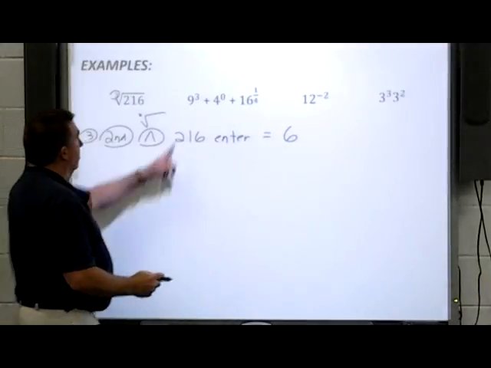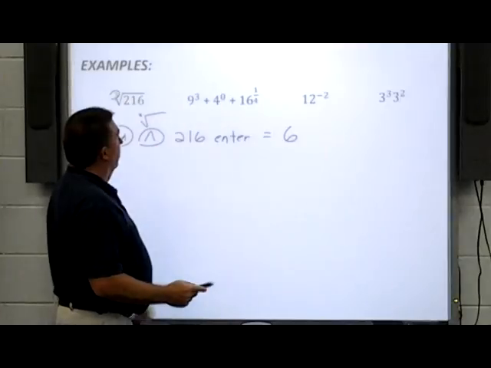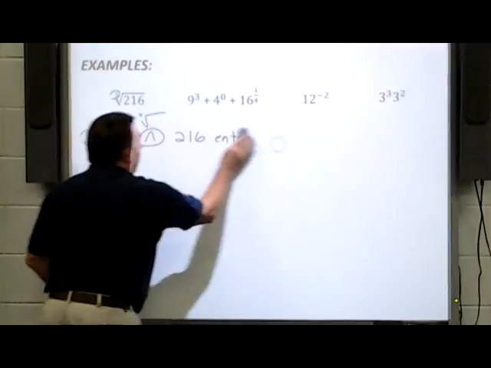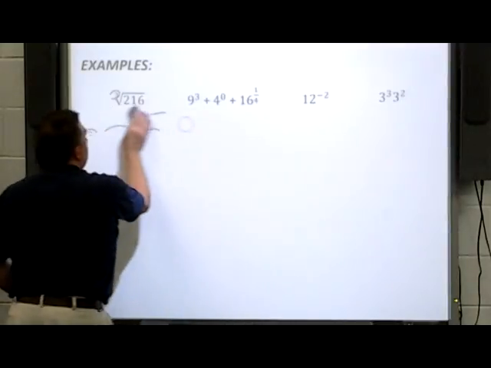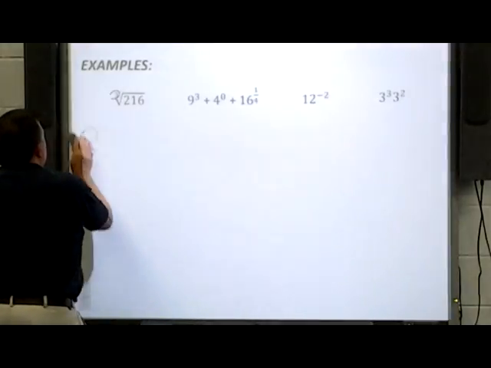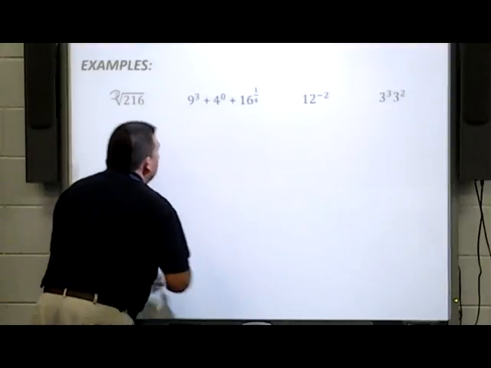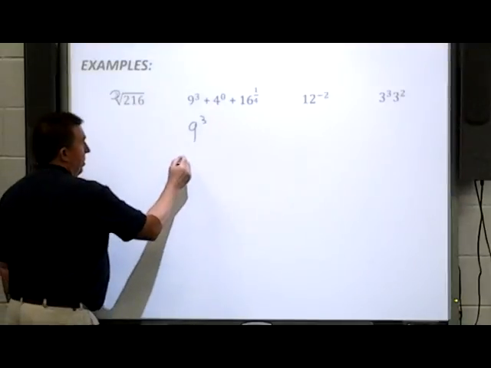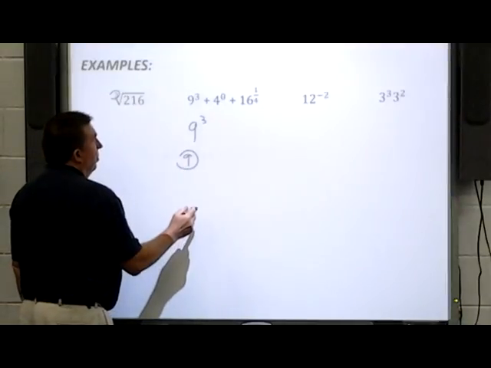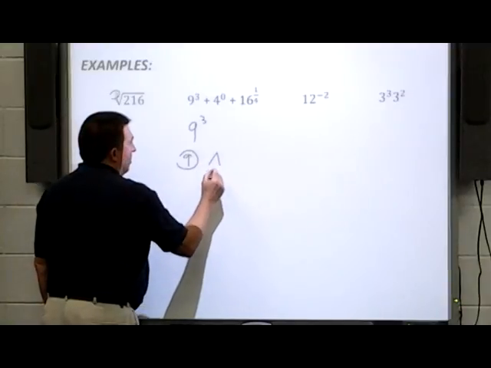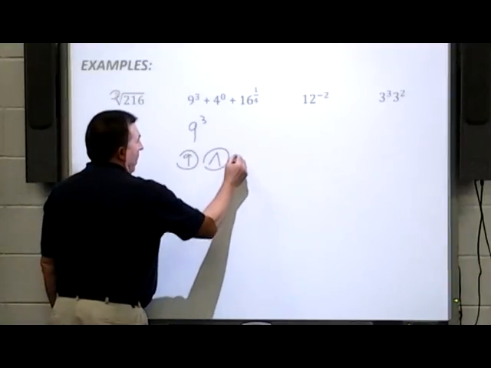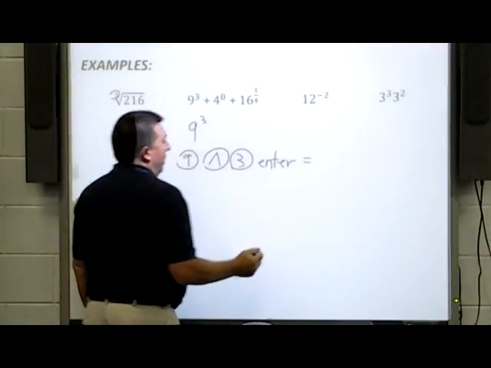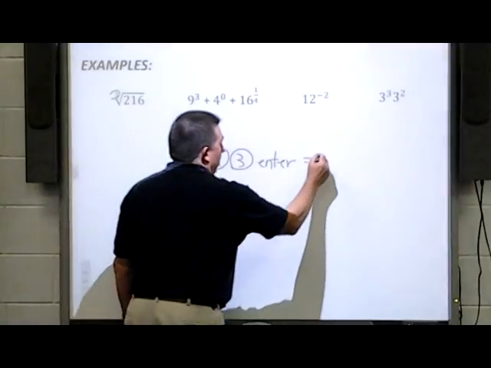The next problem is 9 to the 3rd power plus 4 to the 0 power plus 16 to the 1/4. On the calculator, it will look like this. If I do 9 to the 3rd power on the calculator, all I do is hit the 9 button, I hit the upside down V button, I hit 3, and I hit enter, and it'll give the answer of 729.